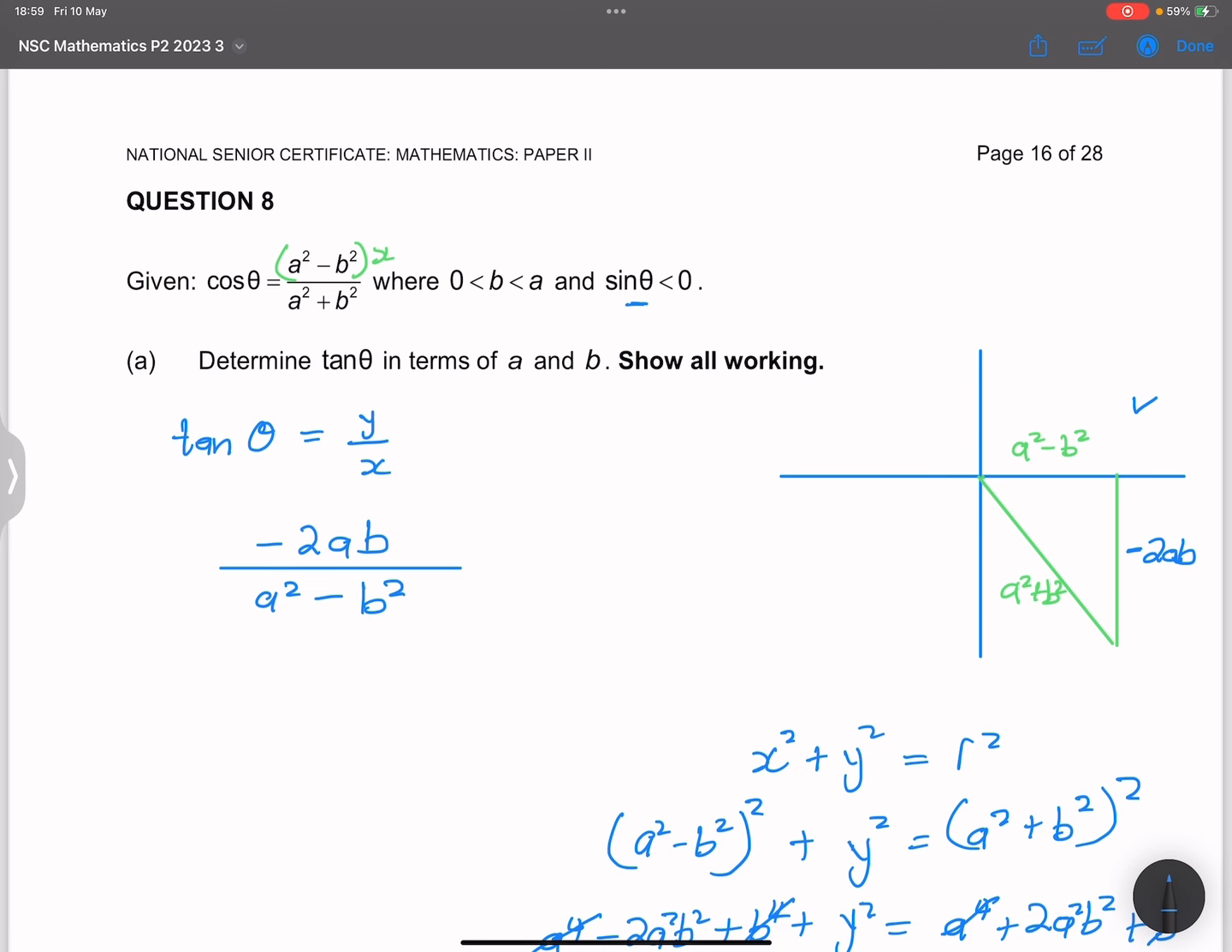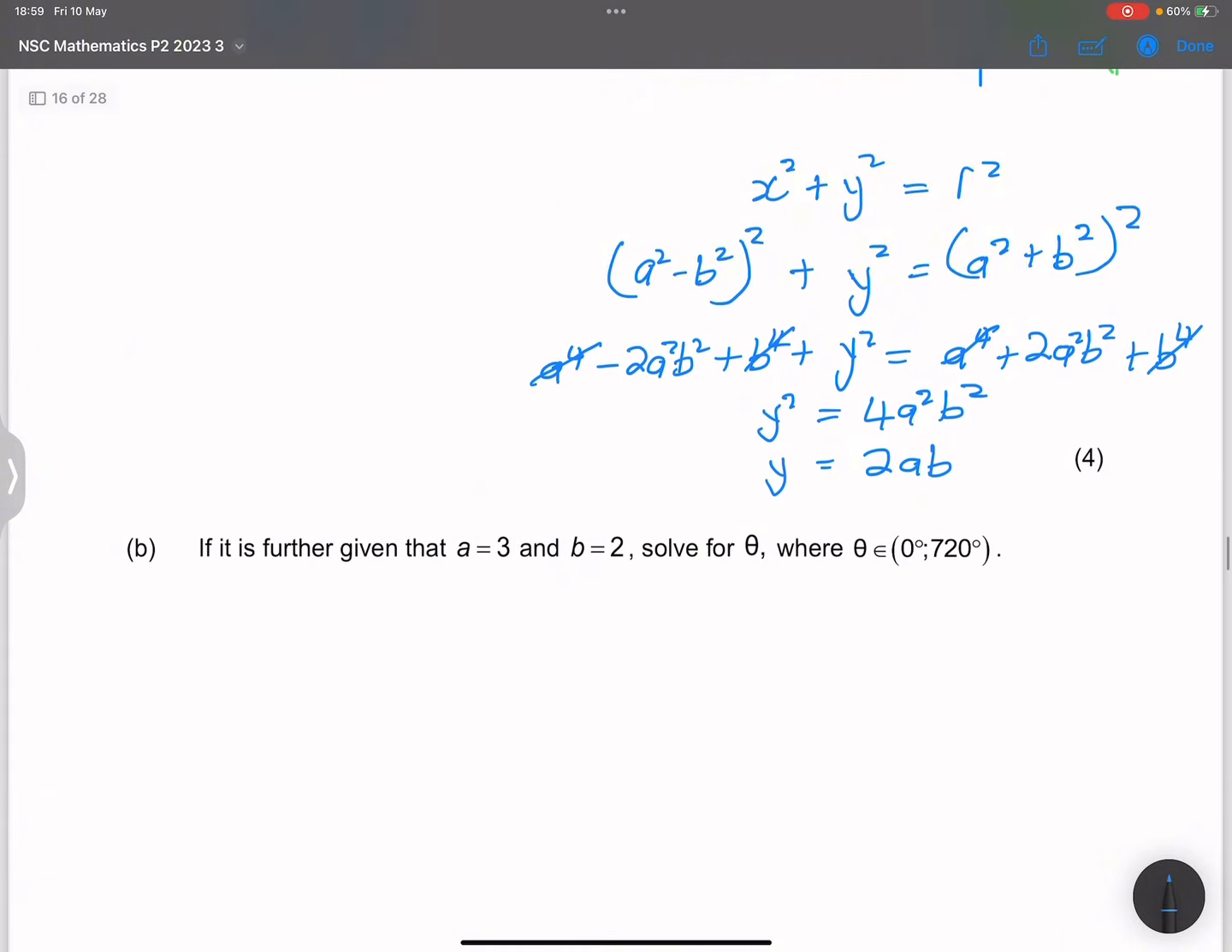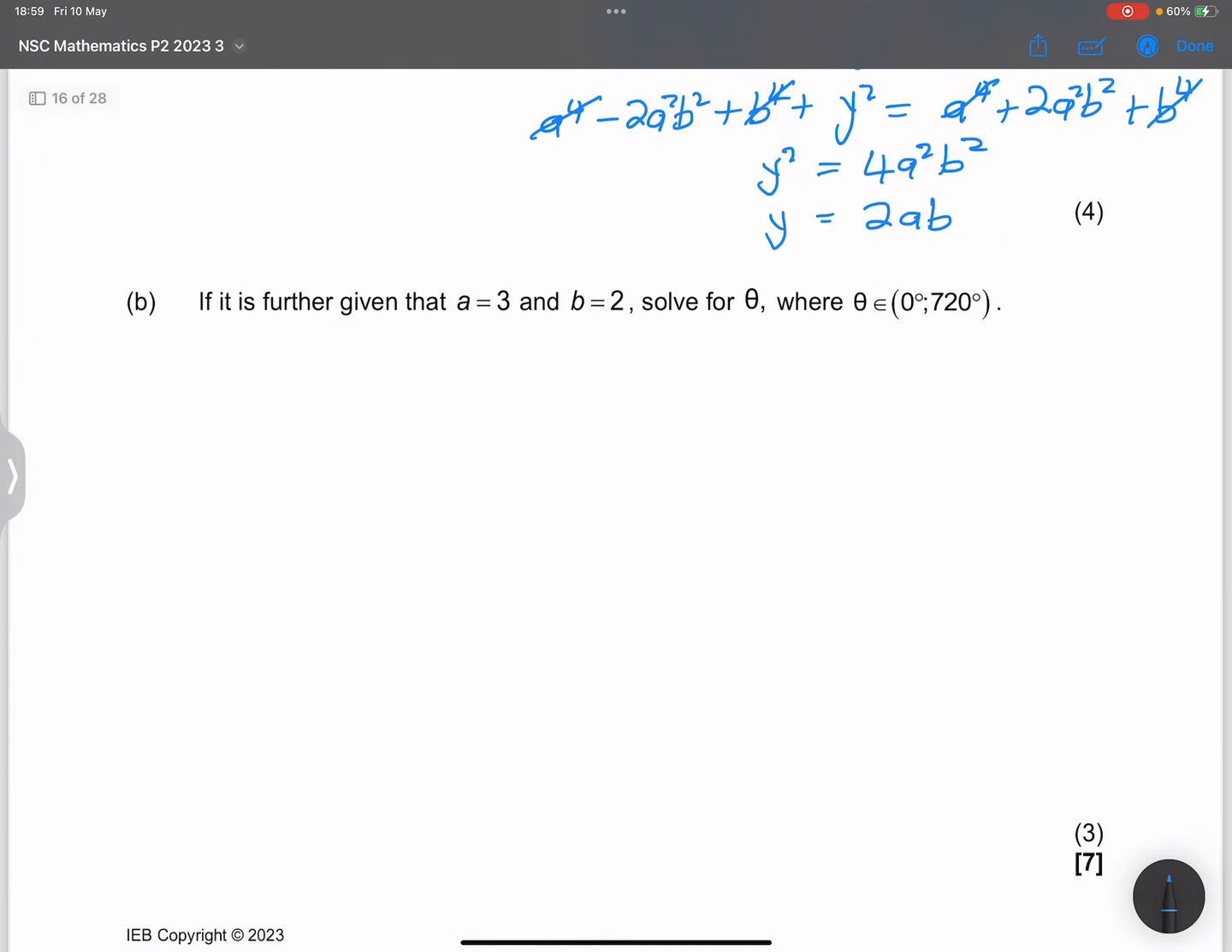They said b is less than a. Does that say anything to us? Not really. So this is really what our answer will be. There's no way that we can simplify that any further. So that is where we are going to leave that one. Then they say if it is further given that a is equal to 3 and b is equal to 2, solve for theta, where theta is an element of 0 to 720.